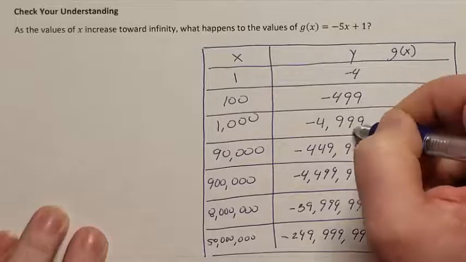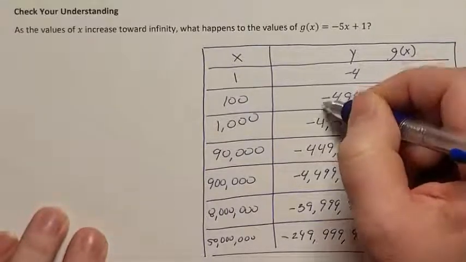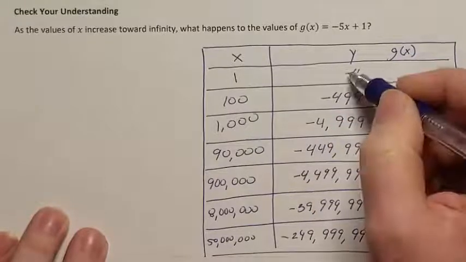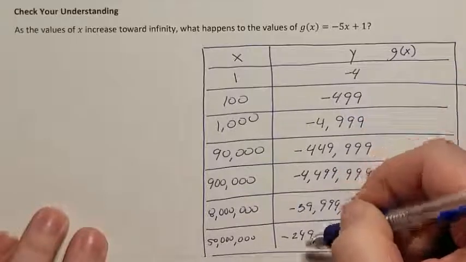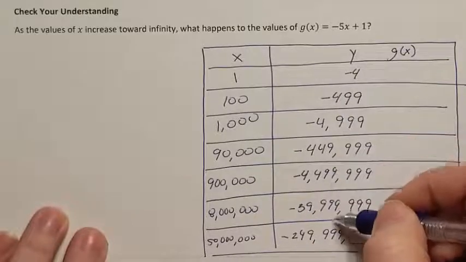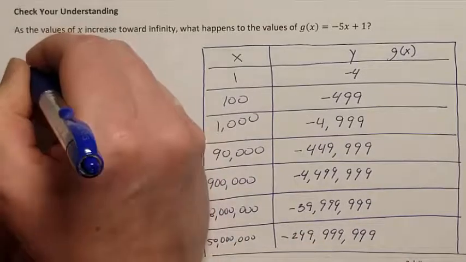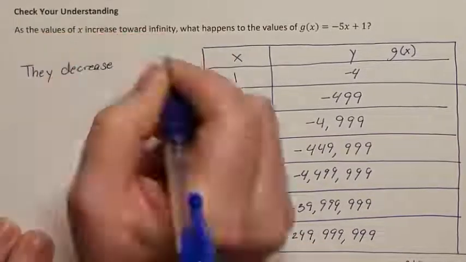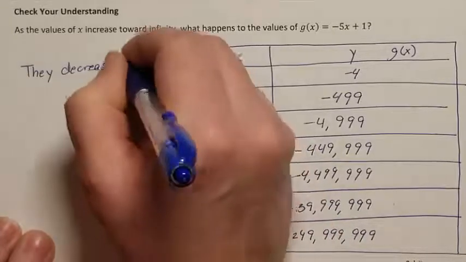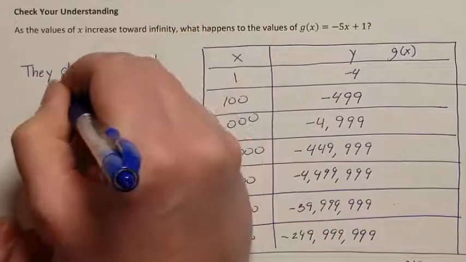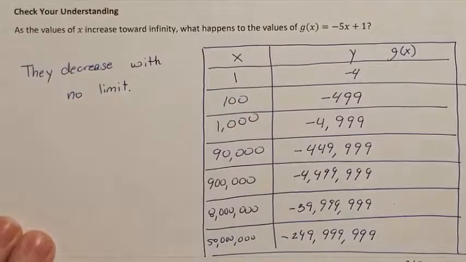So I see that it does not look as though we are focusing in on one number. It just keeps getting smaller. And why do I say smaller? It's getting smaller because they're negatives. So the negatives keep getting bigger and bigger and bigger, which means the number itself is just getting smaller and smaller and smaller. It doesn't look like it's going to be stopping at any point. So they're decreasing because they're continuing to get larger in the negative direction. I notice that they're decreasing, but they're decreasing with no limit. It doesn't look like they're going to stop anytime soon.